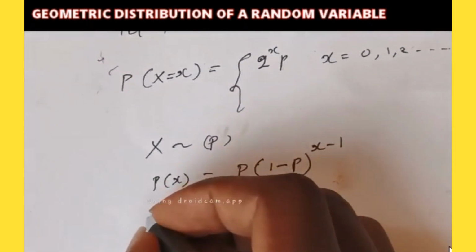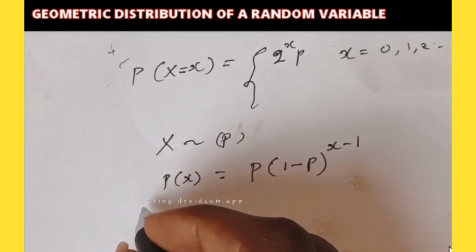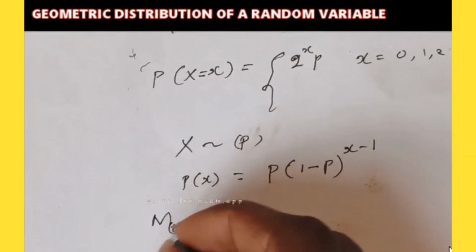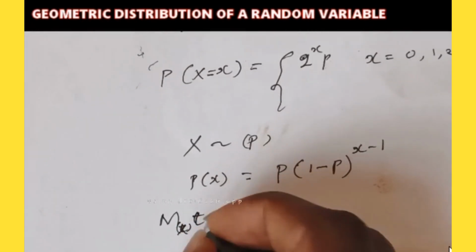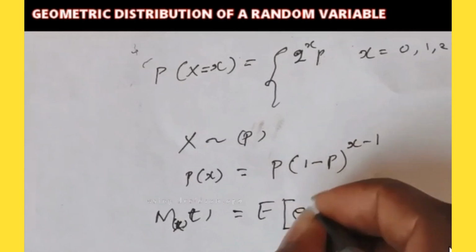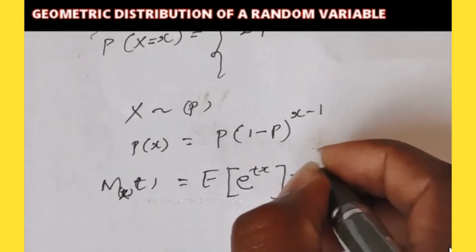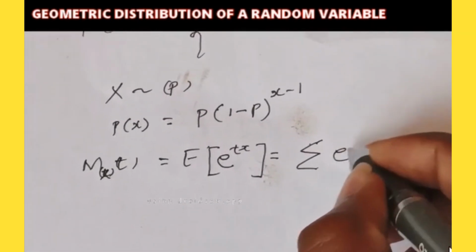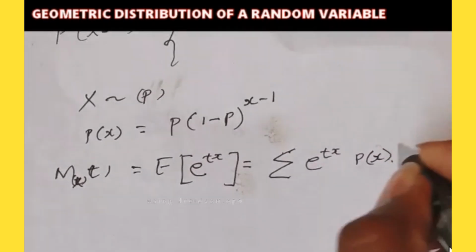So for us to find the moment generating function at a particular point t, the MGF M_X(t) is given as the expectation of the exponential function raised to tX. And you know that this expectation is the same as writing the summation of e^(tx) multiplied by the probability of x.